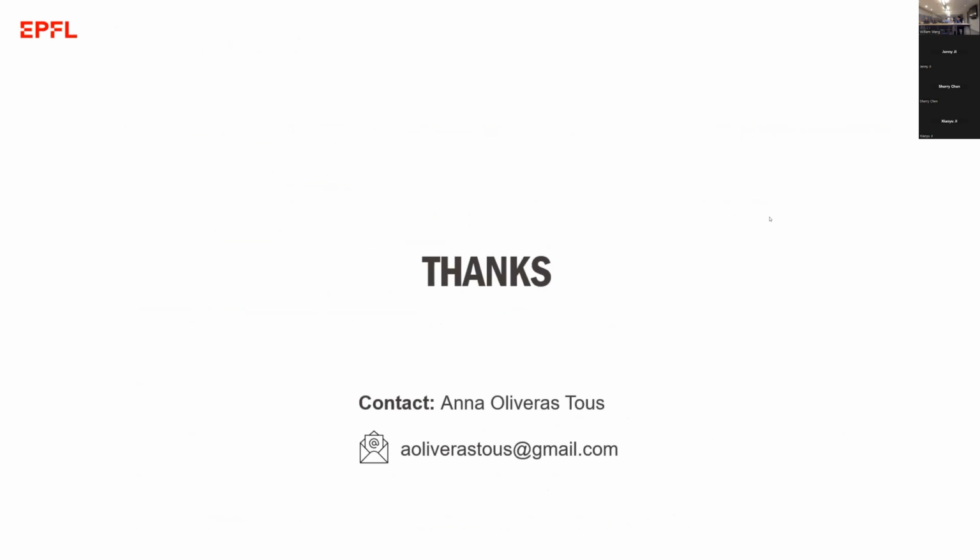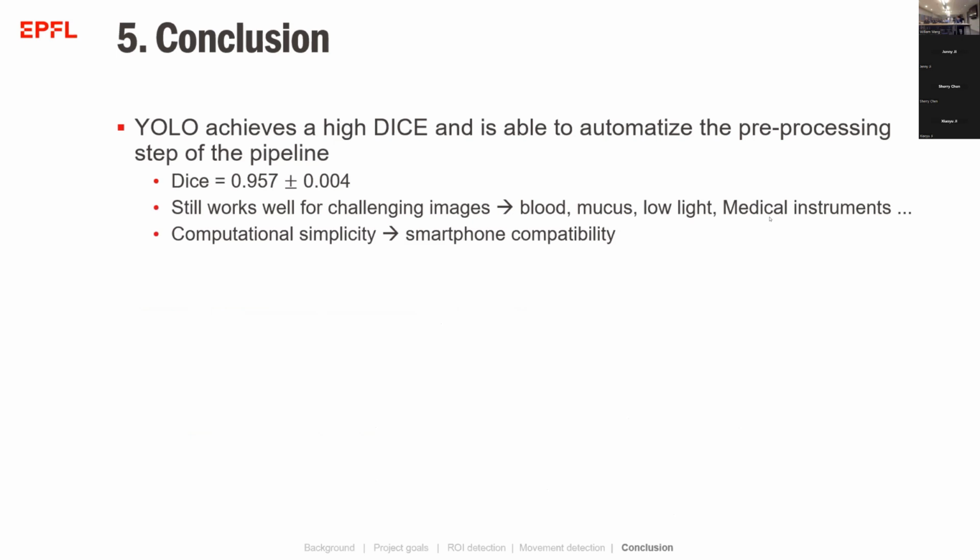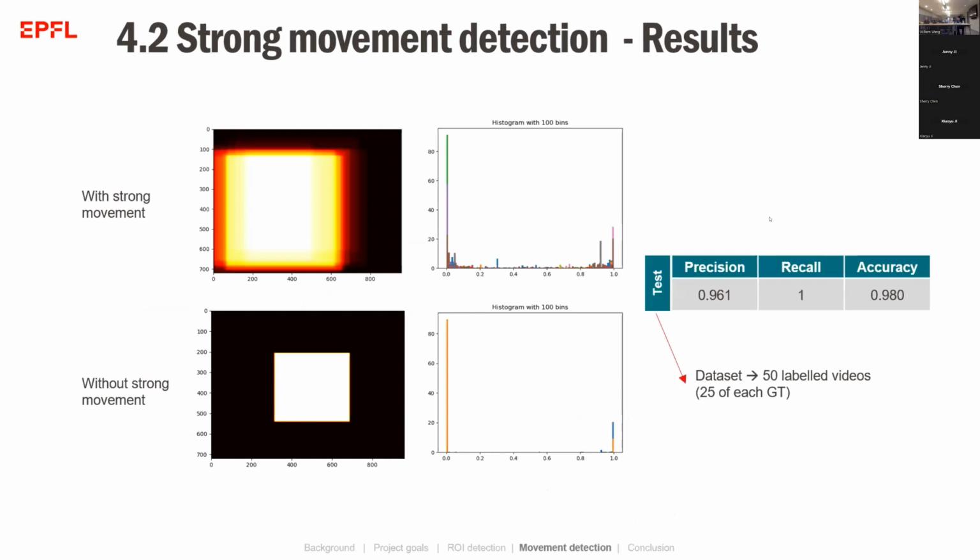For the cervix region detection, we use 650 images, but for the movement detection part, we only use 50 because we had to manually annotate them.